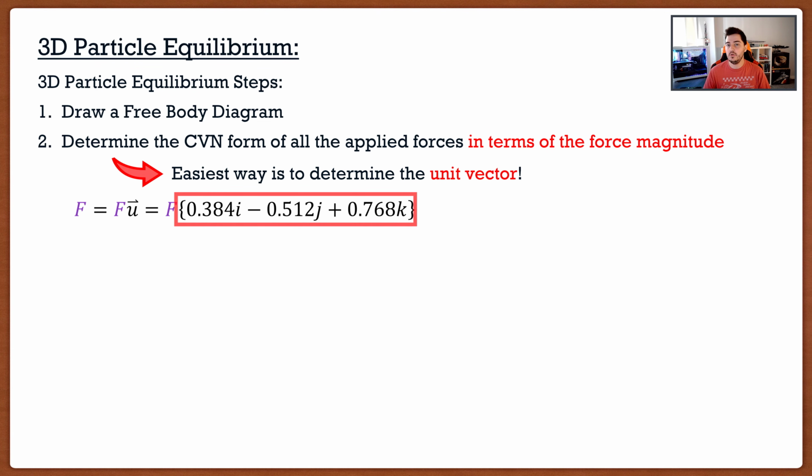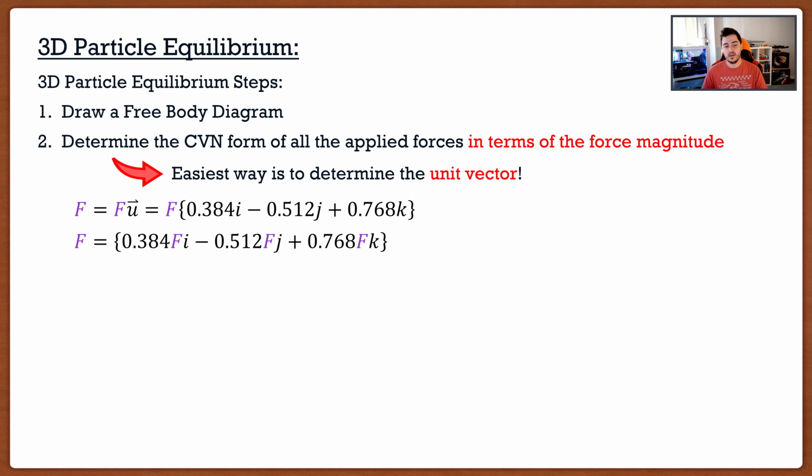If you know the unit vector, you're good to go, because we can expand this out into the following. Therefore, we know that our x component would be 0.384 F, our y component would be negative 0.512 F, and then our z component would be 0.768 times F. Once you have the forces in Cartesian vector notation, then the rest is simple. When you go to your three equilibrium equations, you just pick out the components and place them accordingly. And this is why in the previous slide, I showed you the vector in Cartesian vector form.